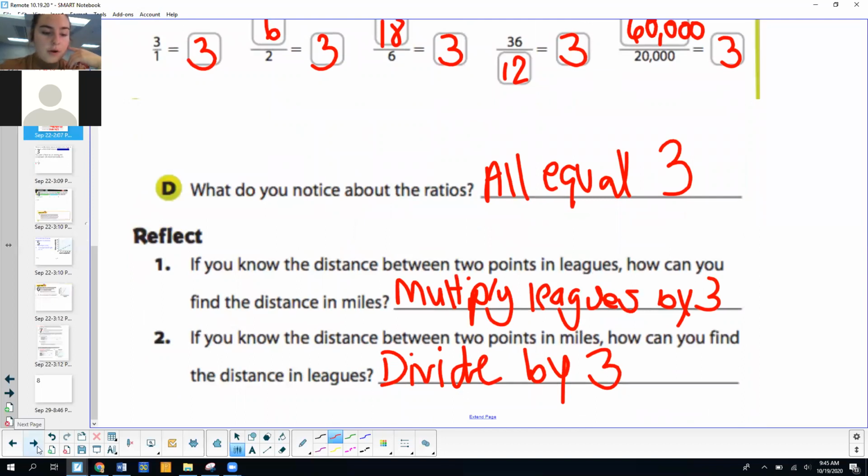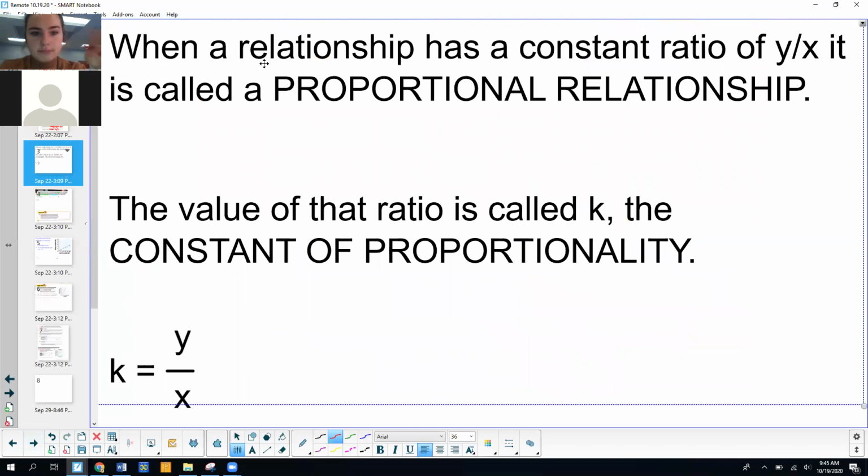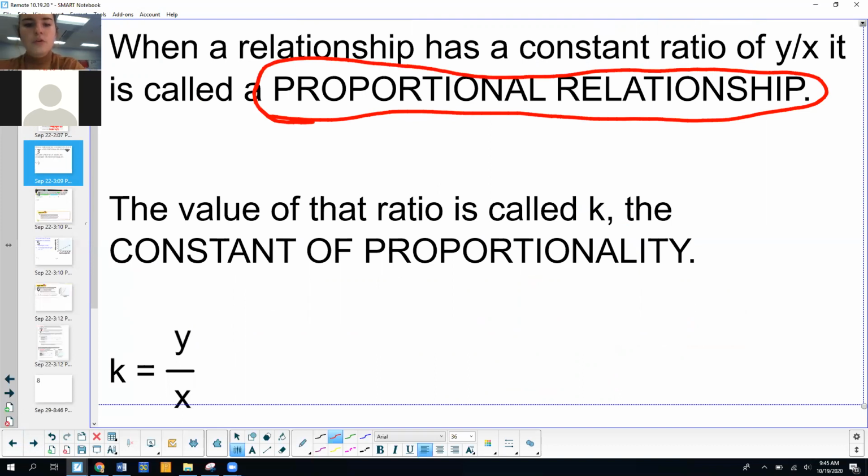So we're actually going to talk about what this relationship means. So this is the most important part of today. If you don't get anything else out of today, this is important. When a relationship has a constant ratio of y divided by x, it is called a proportional relationship. So that term proportional relationship is key. This is what our whole unit is about. So the value of that ratio is called k, which is the constant of proportionality.